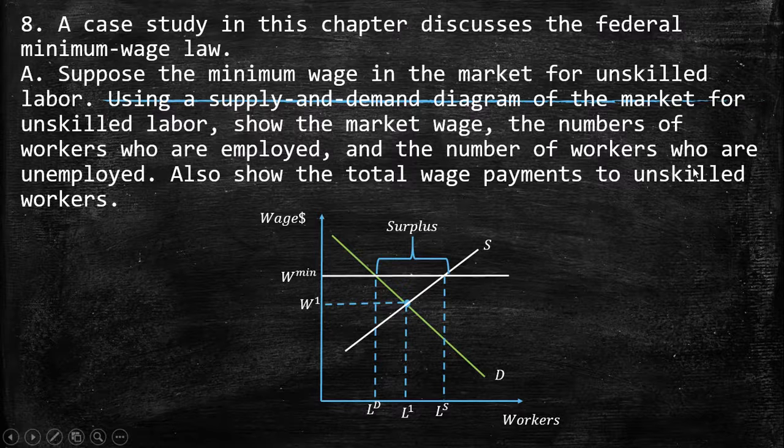Also show the total wage payment to unskilled workers. So the total payment is W minimum times LD. This is going to be this square. This is going to be the total payment.